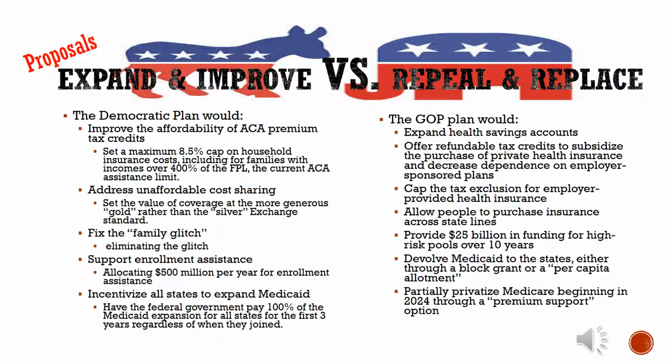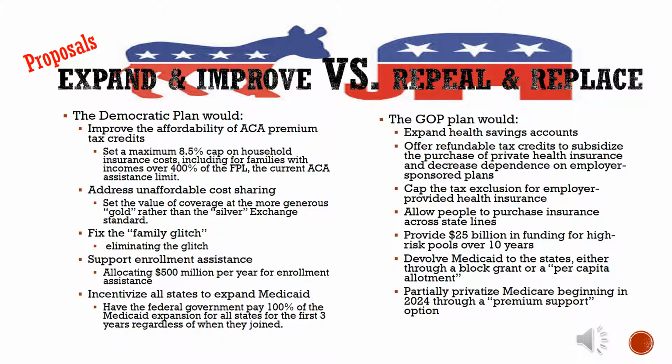In the Democratic plan, they plan to improve the affordability of the ACA premium tax credits, address unaffordable cost sharing, fix the family glitch, support enrollment assistance, and incentivize all states to expand Medicaid.